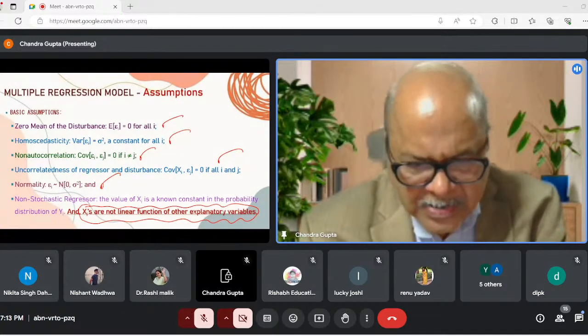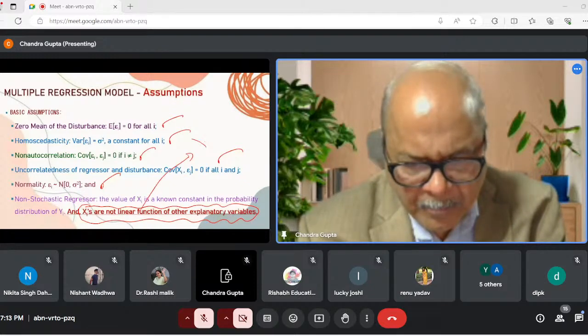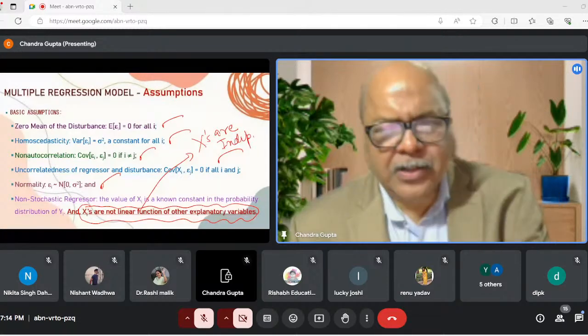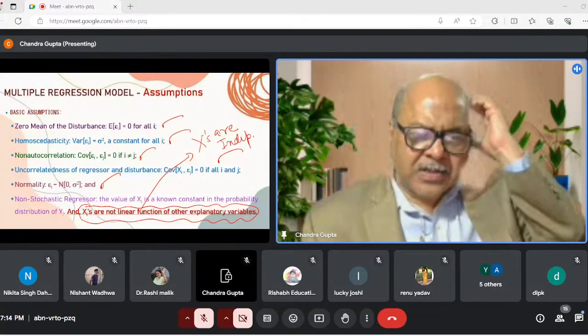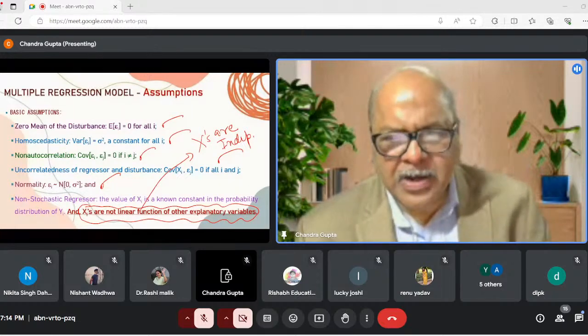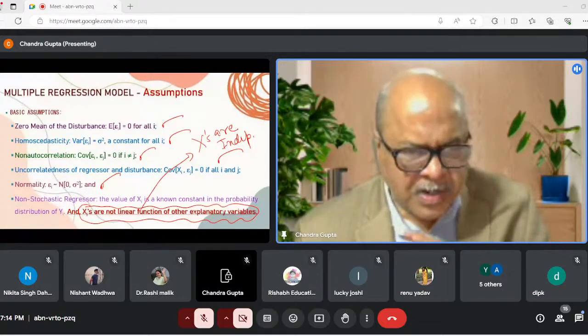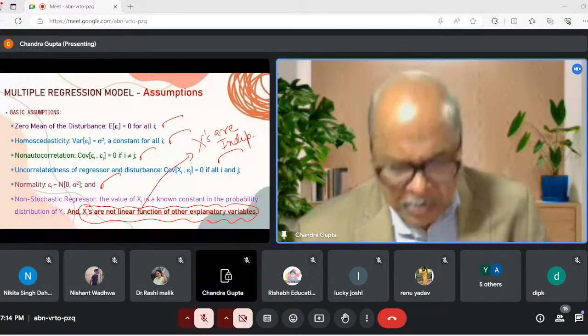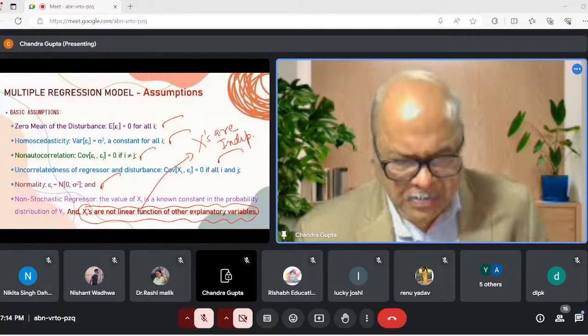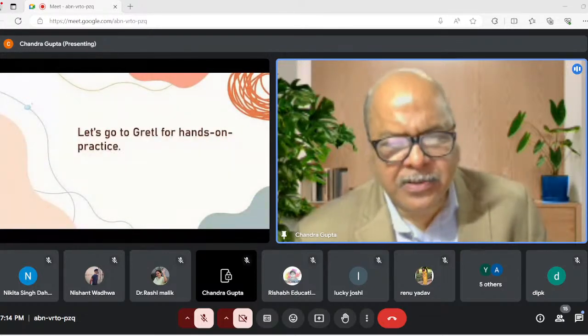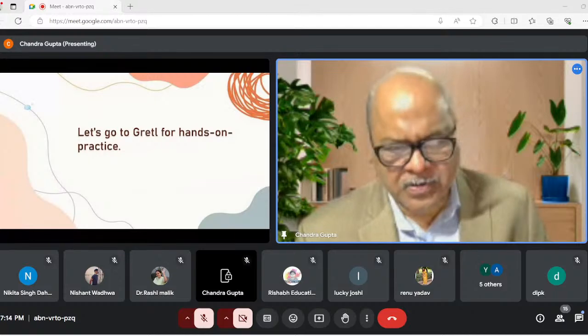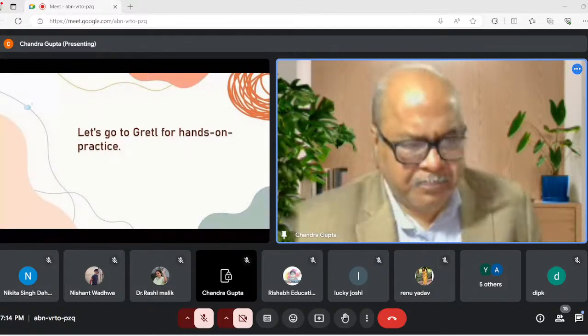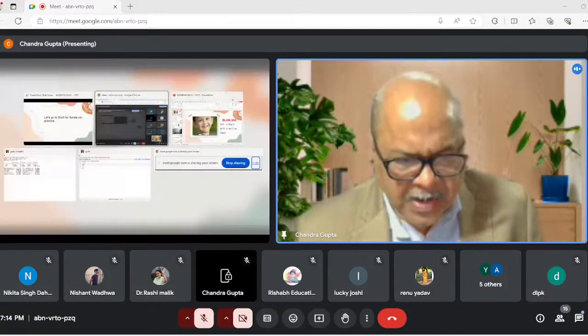That means x's are independent. That's the only addition we have in this multiple regression model. Otherwise, all assumptions are same as we have for the simple regression model. And estimation method is same. OLS we use. So let's take some exercise and see how do we do it in Gretl.